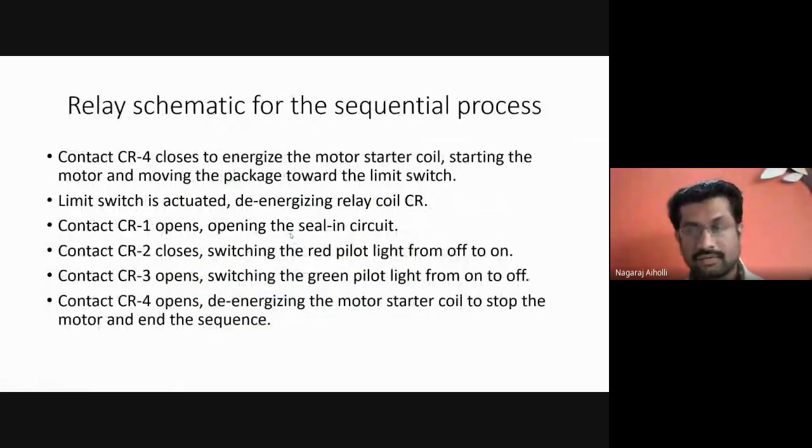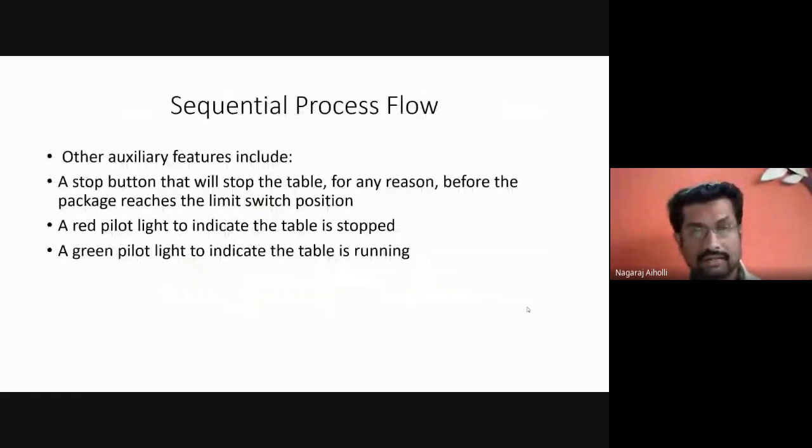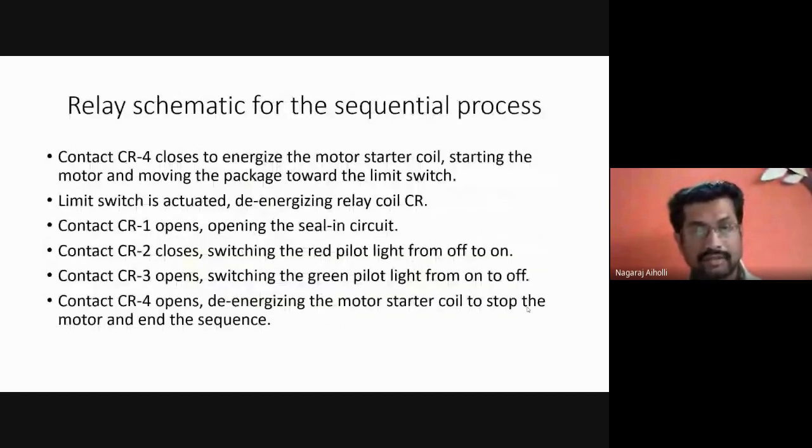So we have seen here how the operation works. This is just a quick highlight. Contact CR1 closes, sealing in CR when the start button is released. CR2 opens, switching the red pilot from on to off state. CR3 closes, switching the green pilot light from off to on. This is the turning on operation. Then next comes the reverse operation, the turning off operation.